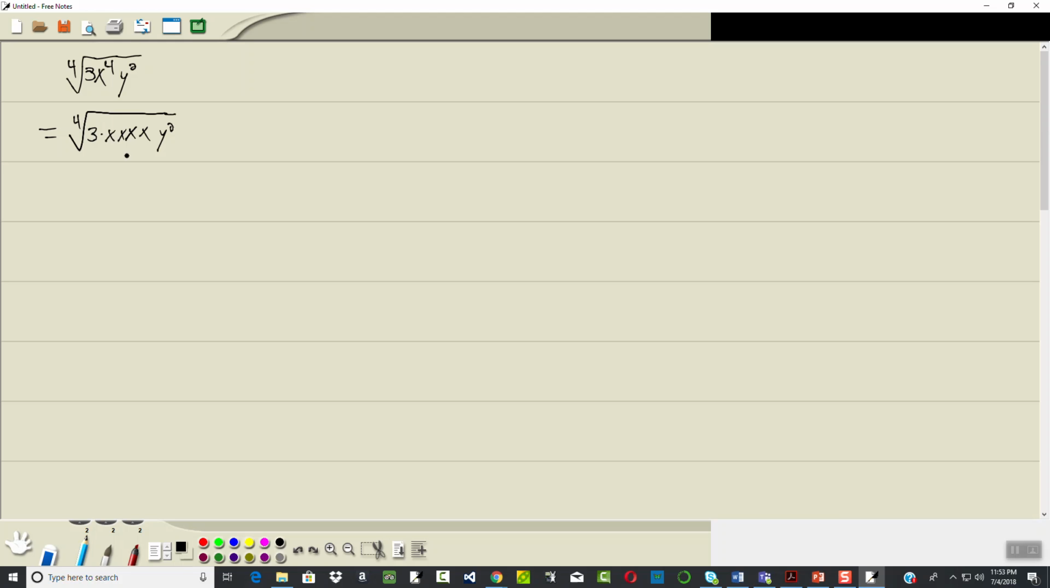Well, the index of 4 means we're looking for a set of 4 of something. So these 4 x's are going to come out in front as a single x. Now, you can't have a negative number come out of a radical with an even index, though, so this will have absolute value bars around it. And then we're left with the 4th root of 3y squared.